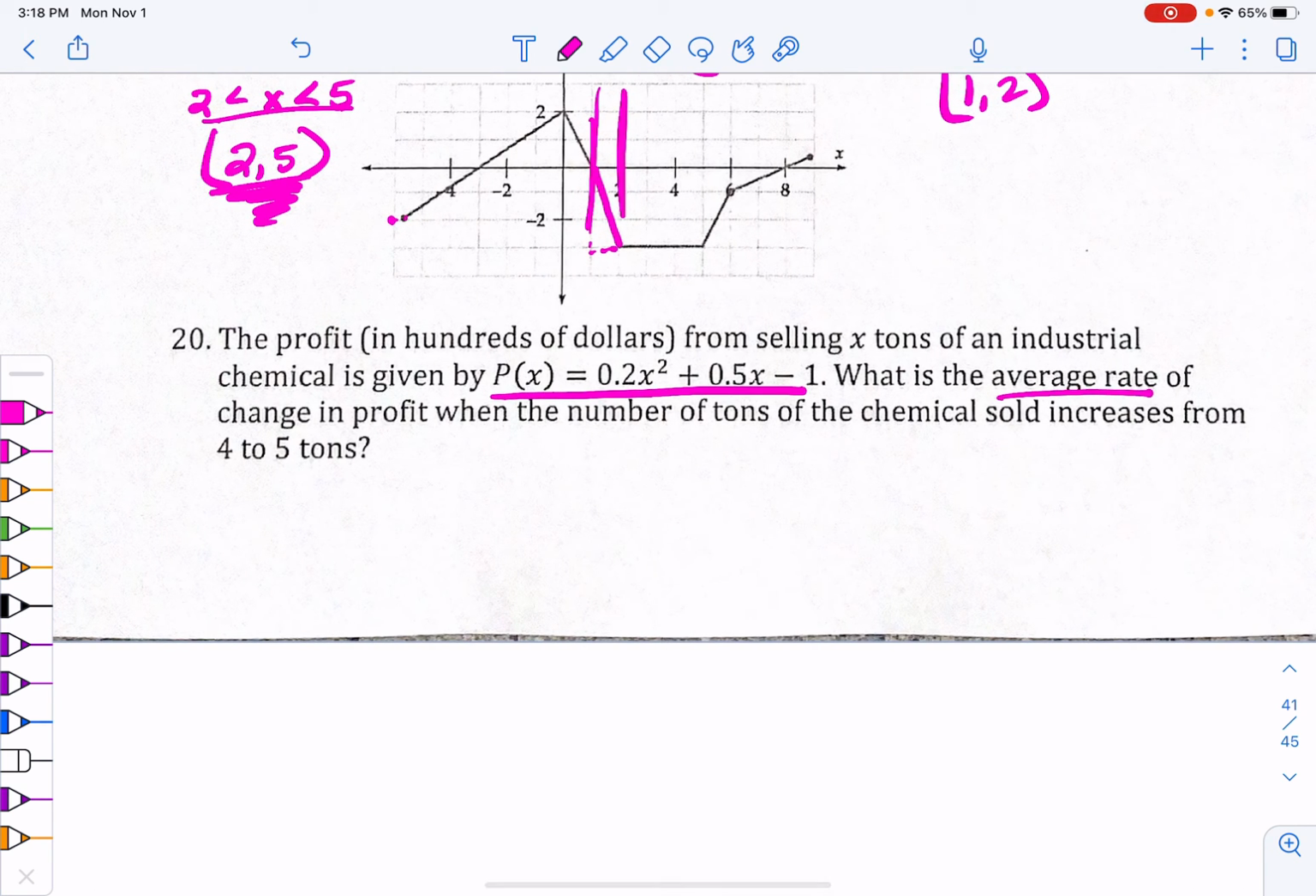Okay, last thing, the profit of a function is represented by this equation. Find the average rate of change, which is the slope. And they're wanting the slope from 4 to 5 tons. Okay, so I would start by writing out 4 comma something and 5 comma something. And we plug them in and we see what we get for a y coordinate.